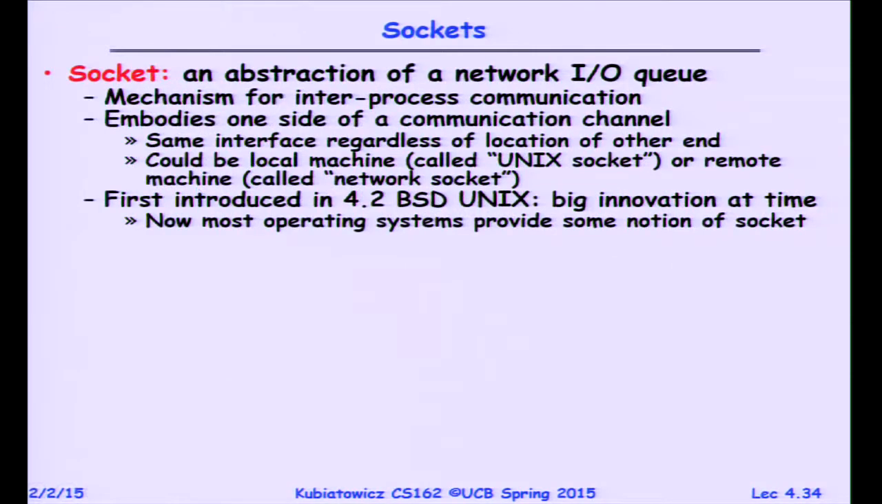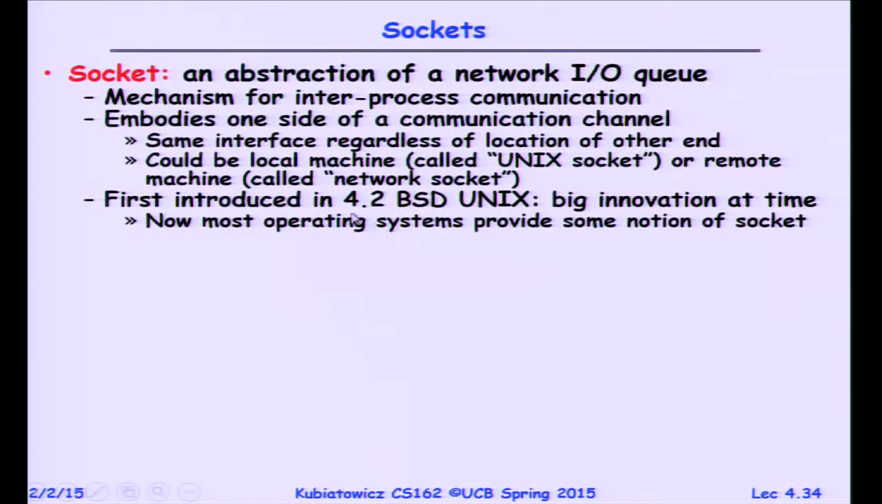So this is the socket abstraction. What's a socket? It's an abstraction of a network I/O queue, a mechanism for interprocess communication, and it embodies one end of a communication channel. It's the same interface regardless of where you're connecting to. It could be the local machine, where if you have 2 processes, you can use sockets to communicate between the 2 of them. That's often called a Unix socket. Or it could be across the network, in which case that could be a TCP/IP socket, for instance.